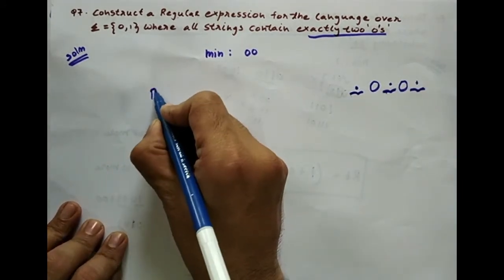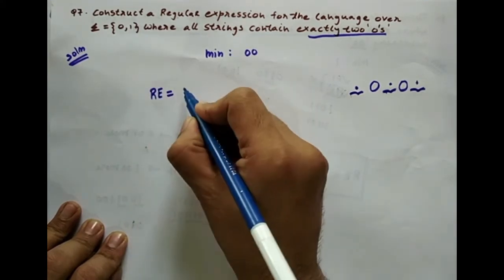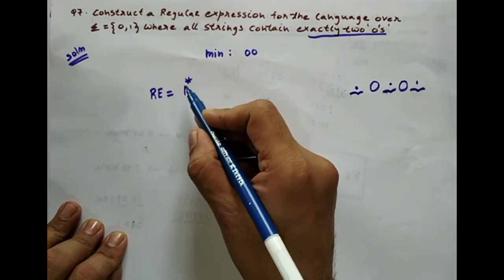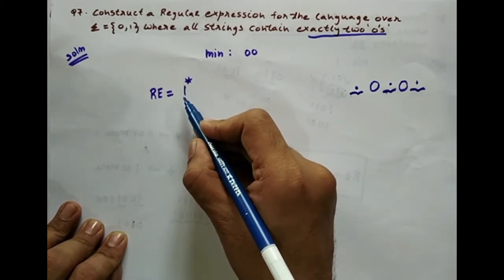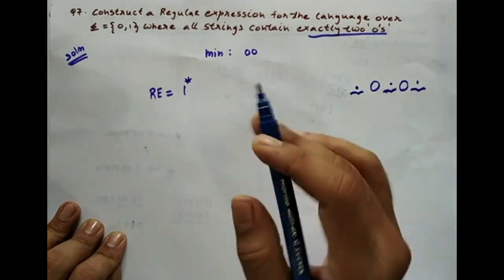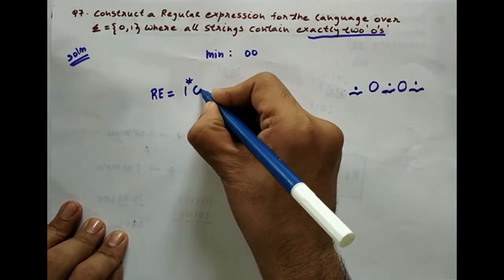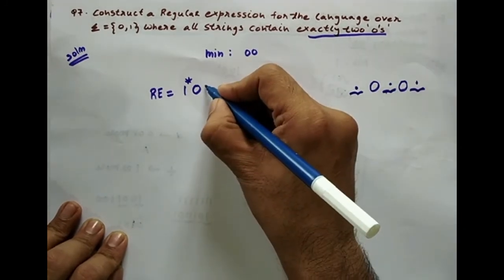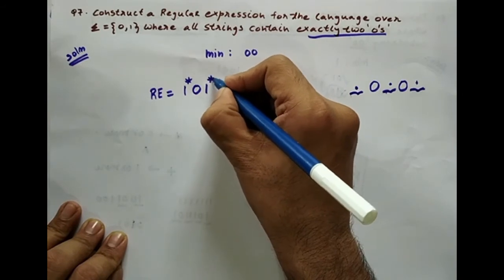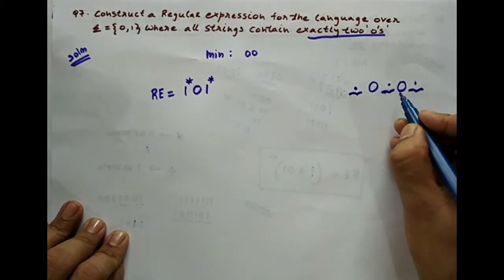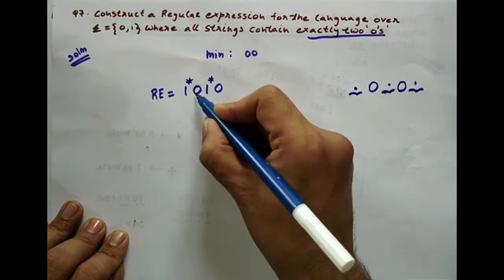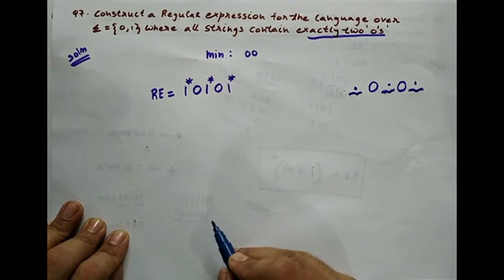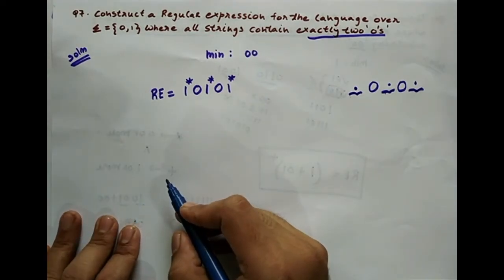So the final regular expression here will be 1 star. That means 1 may be there, 1 may not be there. If 1 is there, it can exist 1 time, 0 times, or n number of times. But what is compulsory? This 0. Here also 1 is not mandatory, sorry. It may be there, it may not be there. So I will write 1 star, but what is mandatory is this 0. So these 2 zeros should be there. And here again, this one is not mandatory. So this is the required regular expression.